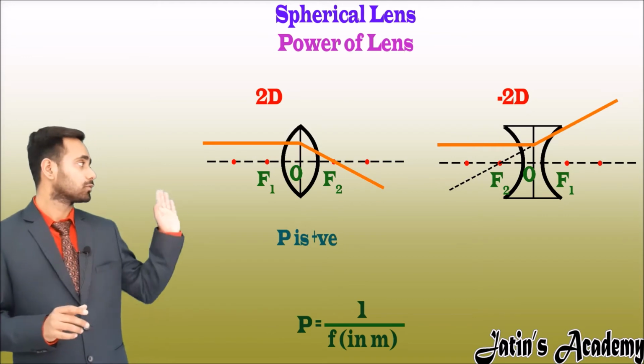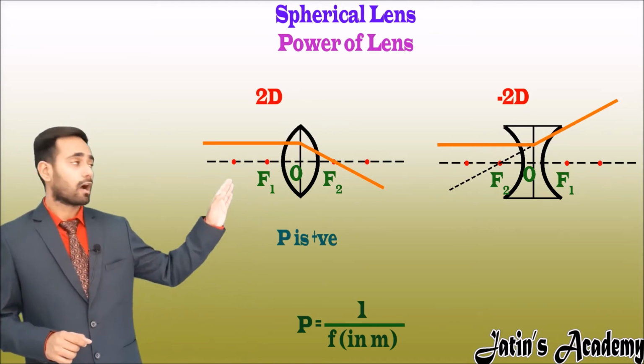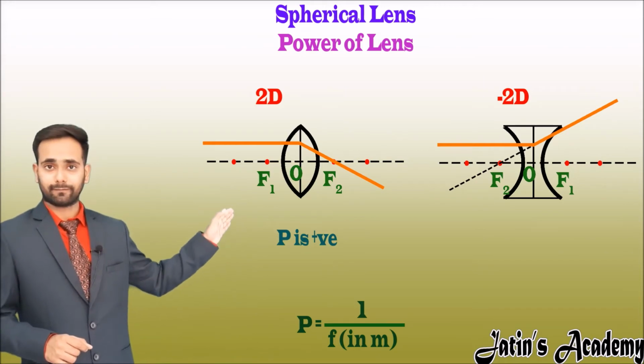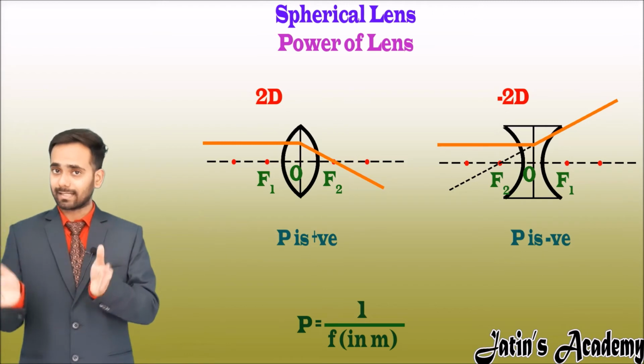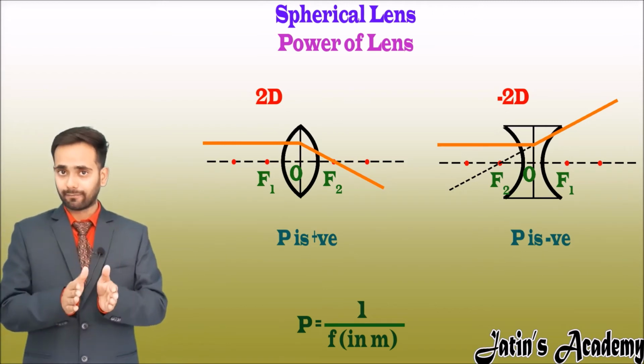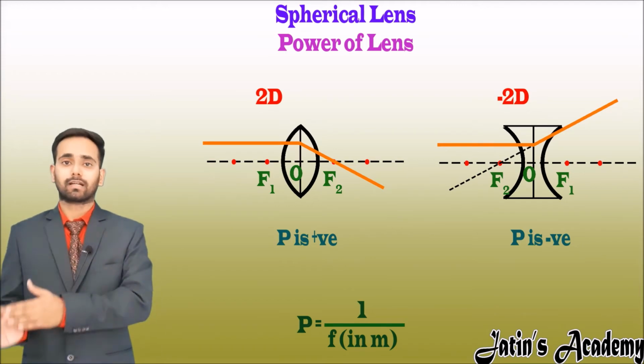And similar to the convex lens, we have a concave lens. A concave lens has its focus on the negative side. So the focal length and power of the lens are negative for the concave lens, and the focal length and power of the lens are positive for the convex lens.